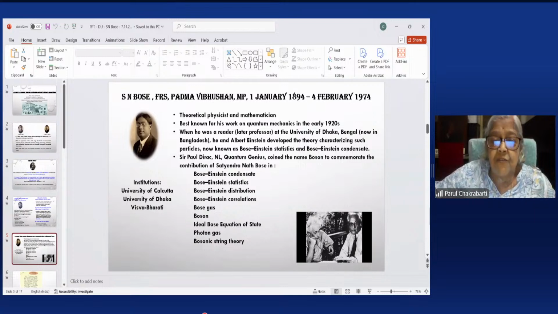S.N. Bose, all of you know, theoretical physicist and mathematician, best known for his work on quantum mechanics in the early 1920s. When he was a reader, later professor, at the University of Dhaka, Bengal, now in Bangladesh, he and Albert Einstein developed the theory characterizing such particles, now known as Bose-Einstein statistics and Bose-Einstein condensates. Sir Paul Dirac, Nobel laureate, quantum genius, coined the name boson to commemorate the contribution of Satyendranath Bose in the following: Bose-Einstein statistics, Bose-Einstein distribution, Bose-Einstein correlation, and so on. In institutions, he worked at the University of Calcutta, University of Dhaka, and Visva-Bharati.